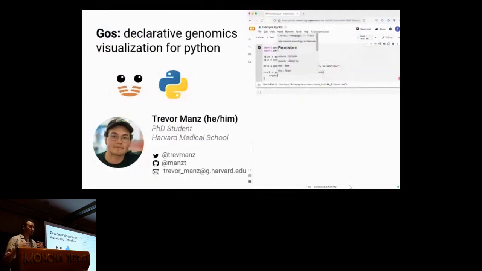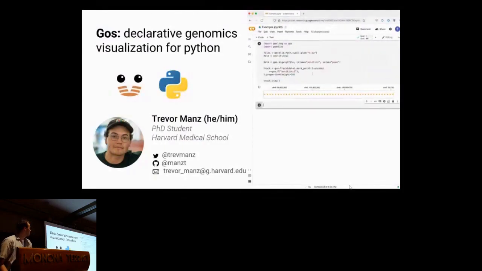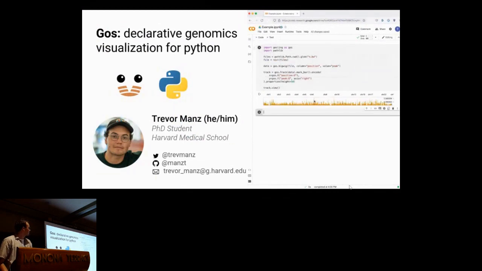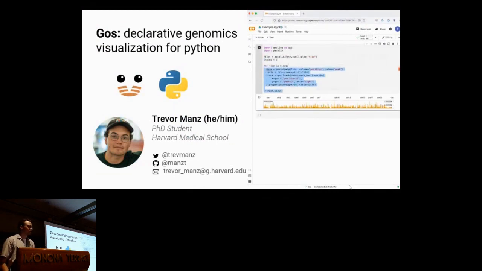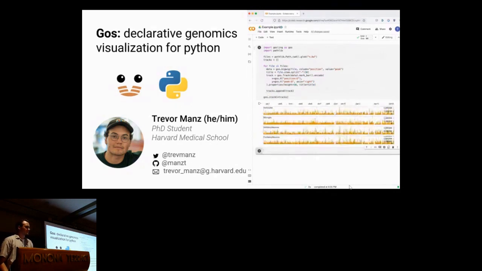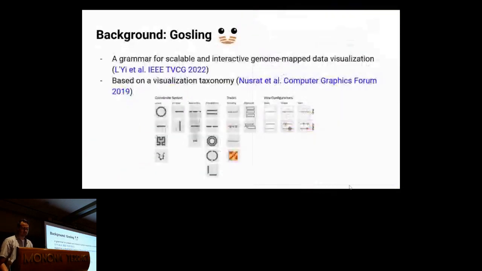GOS is a genomics visualization library for Python that we've developed in the Gehlenborg lab. With GOS, you can create rich interactive visualizations in Jupyter notebooks and then export these visualizations to share widely on the web. GOS is built on top of the Gosling visualization grammar, which defines a set of primitives for genome mapped data sets and creating data visualizations based off of these data.